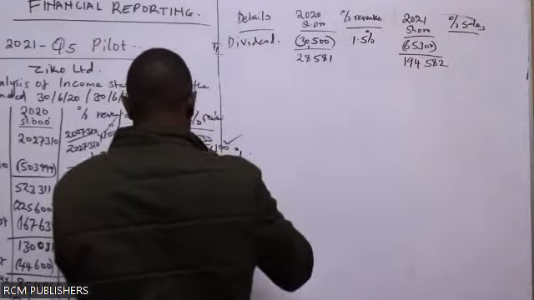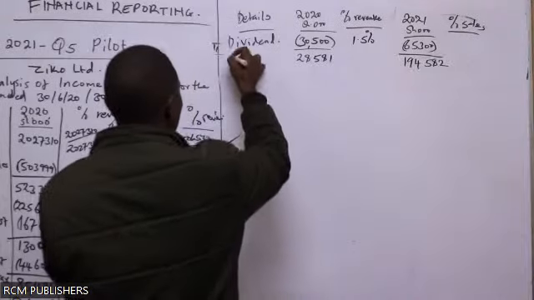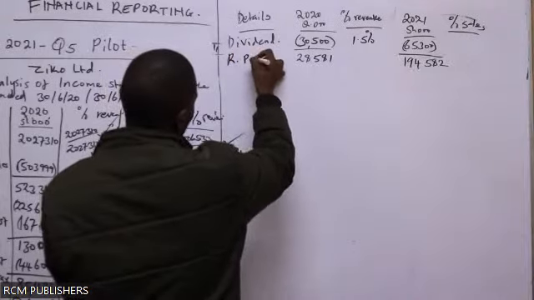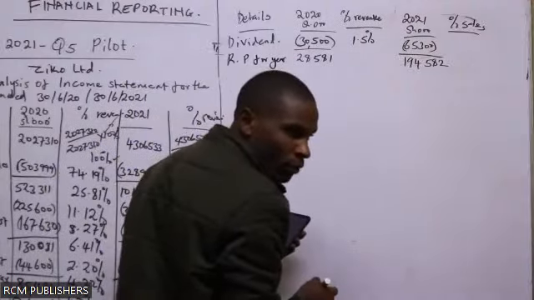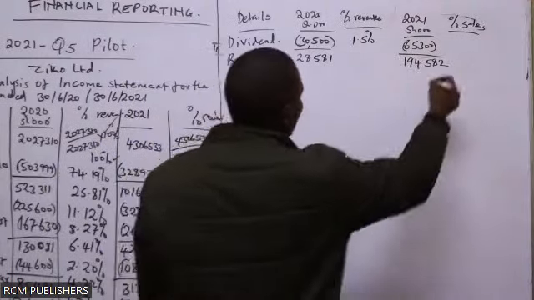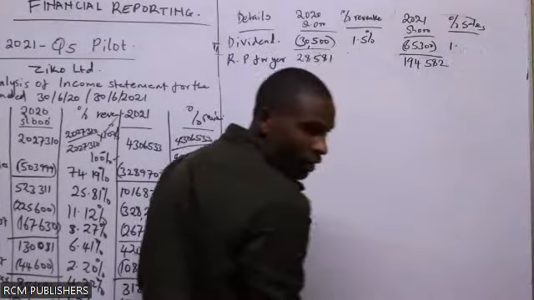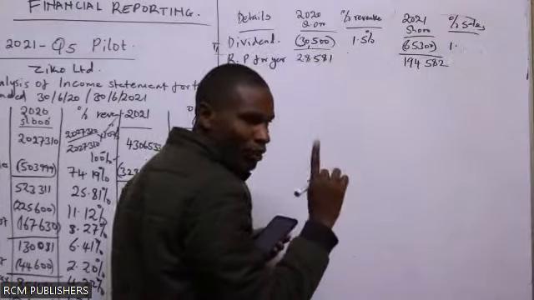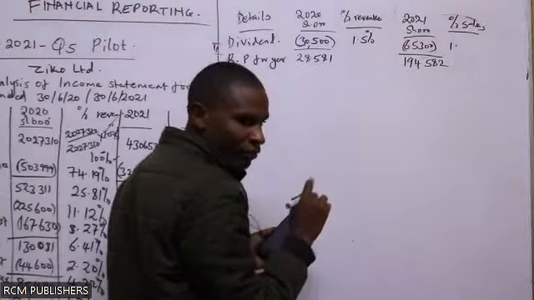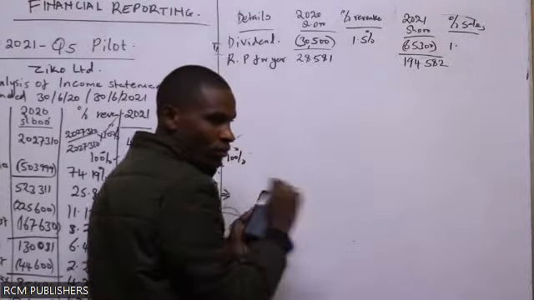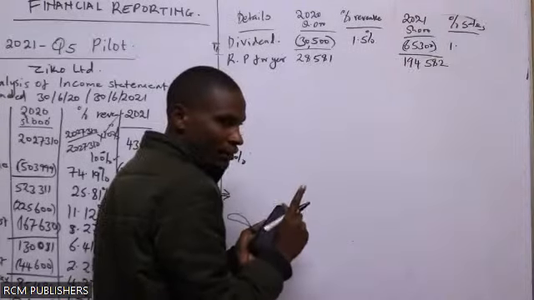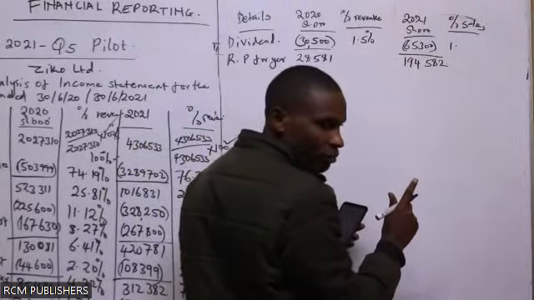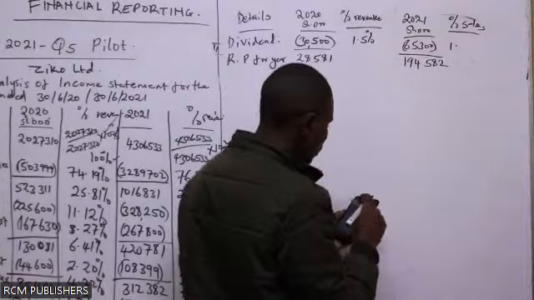This is now retained profit for the year. Retained profit for the year, 1.5. So what happened? Are we together? For 2021, 1.5, right? So dividend paid was the same. Took the same percentage. I hope that will be the right position.